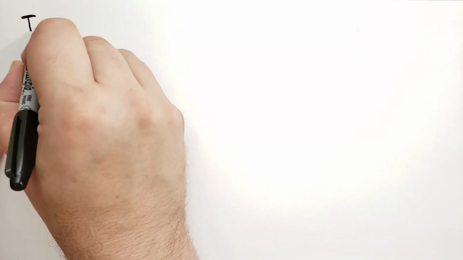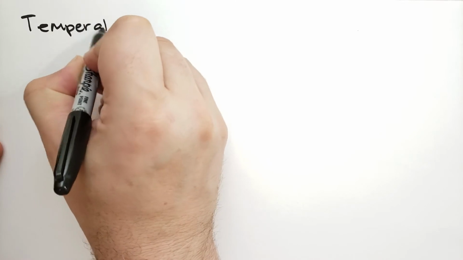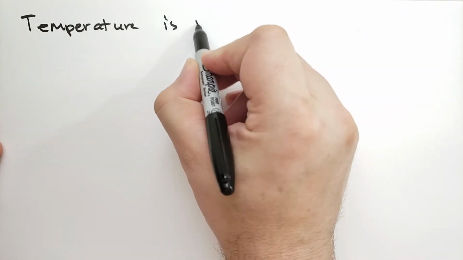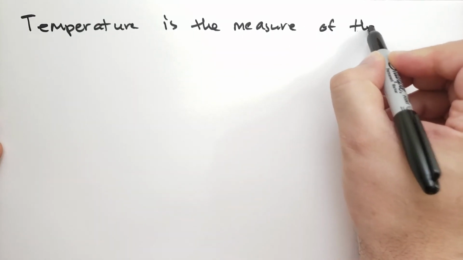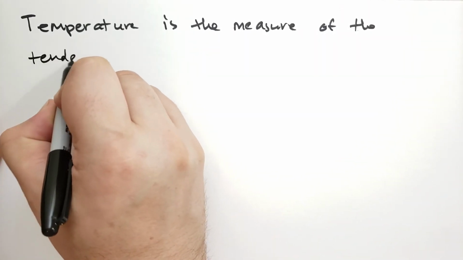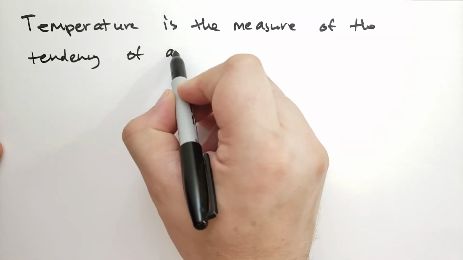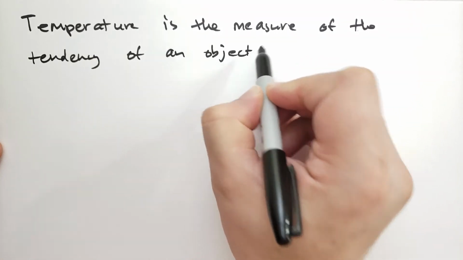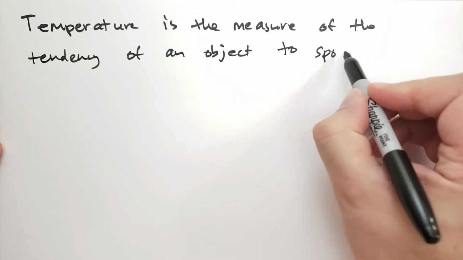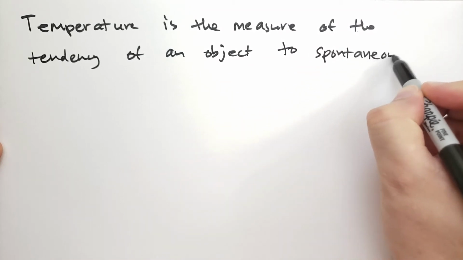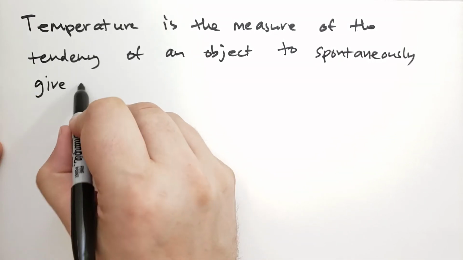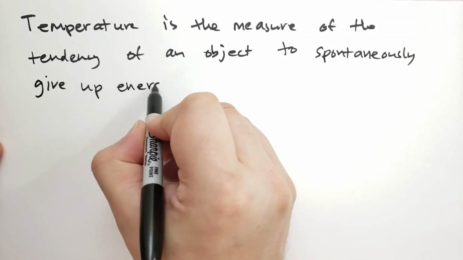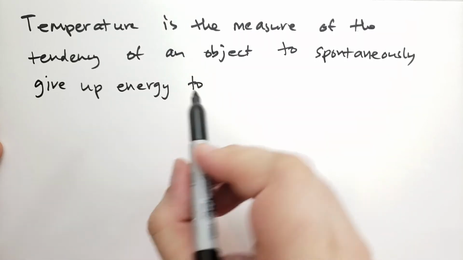Let's get a better definition of temperature. So temperature is the measure of the tendency of an object to spontaneously give up energy to its surroundings.